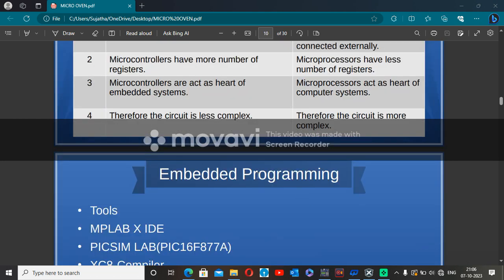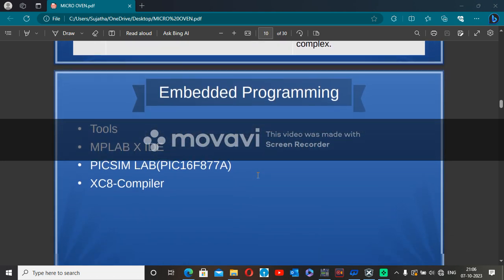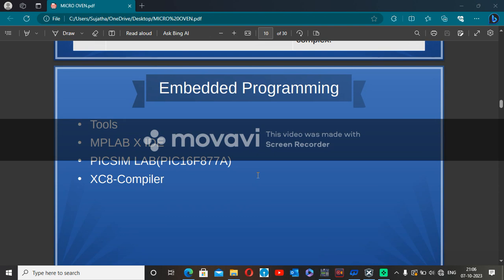In this training, we used some of the tools which help in embedded programming: MPLAB X IDE, PICSimLab, and XC8 compiler.